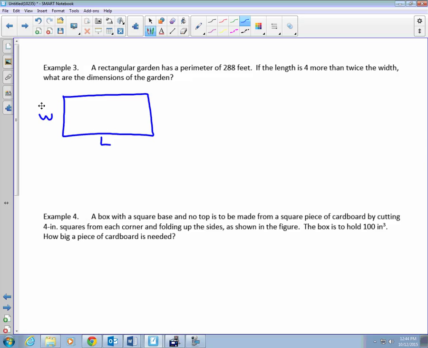Okay, we're done with the fun. What do I do now? Formula. What's the formula? Yeah, you tell me. Good, excellent, way to go. So 2 times the length plus 2 times the width is equal to 288.